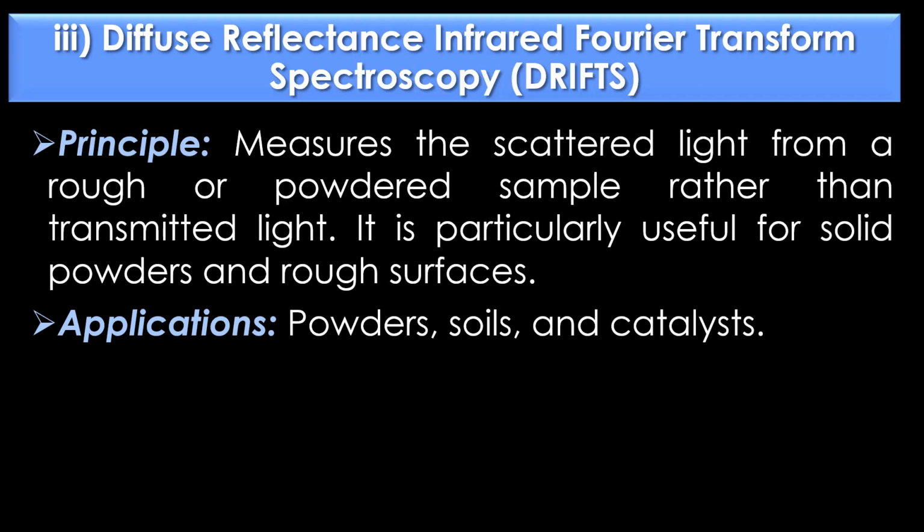The third type is diffuse reflectance infrared Fourier transform spectroscopy. In short form, it is called as DRIFTS. Principle: this DRIFTS technique measures the scattered light from a rough or powdered sample rather than transmitted light. It is particularly useful for solid powders and rough surfaces. Regarding applications, diffuse reflectance infrared Fourier transform spectroscopy is used for the analysis of powders, soils, and catalysts.